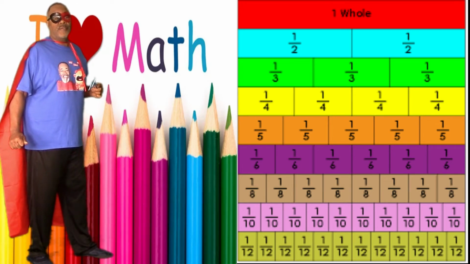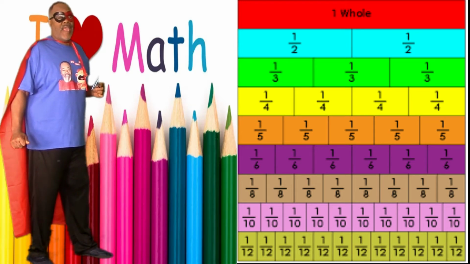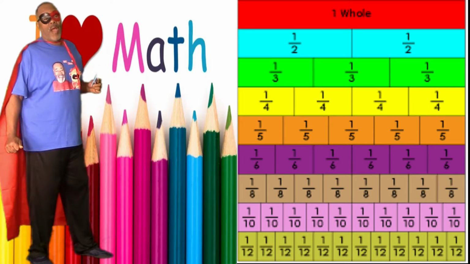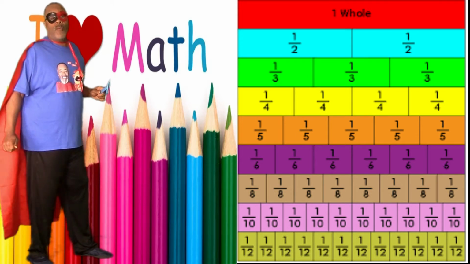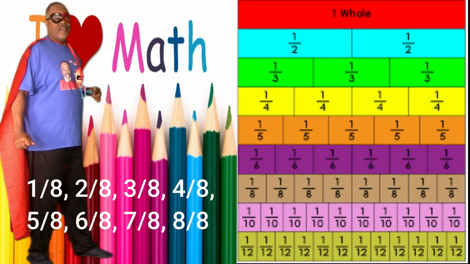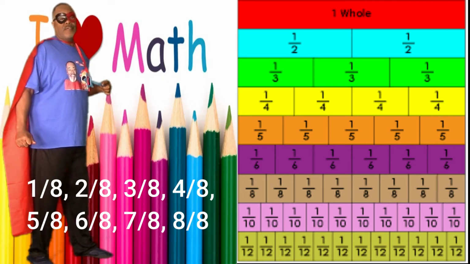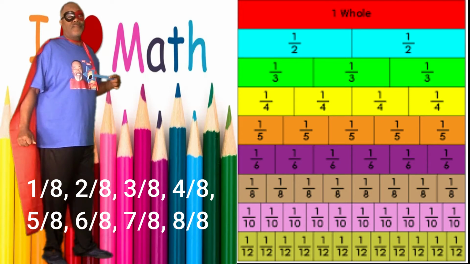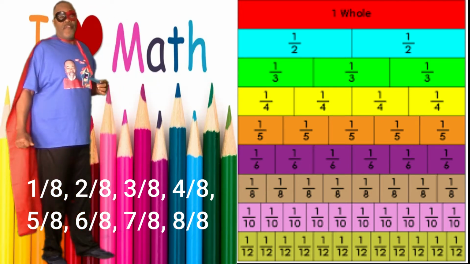Let's look at the next one. These are called 8ths. And what color is the 8th? Well, some people say it's beige, but it could also be brown. But you're right, it is beige or brown. So let's count by 1/8. 1/8, 2/8, 3/8, 4/8, 5/8, 6/8, 7/8, and 8/8. Very good.